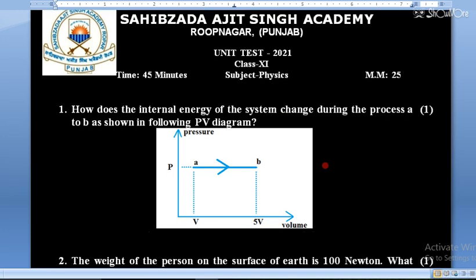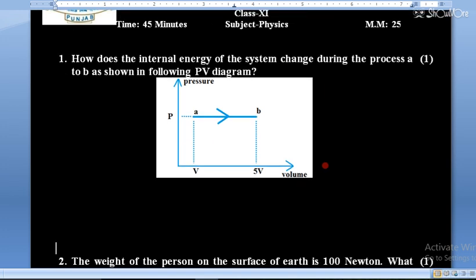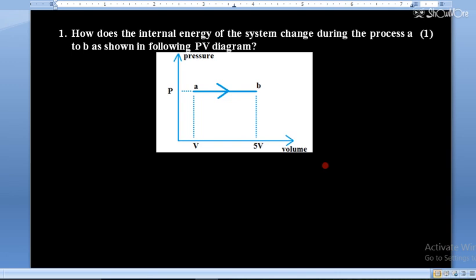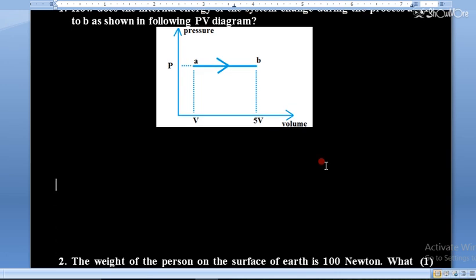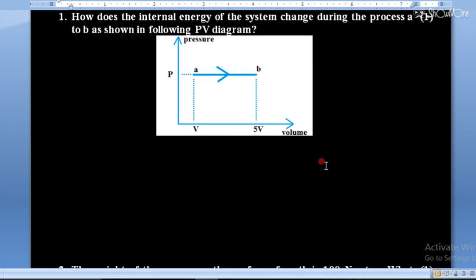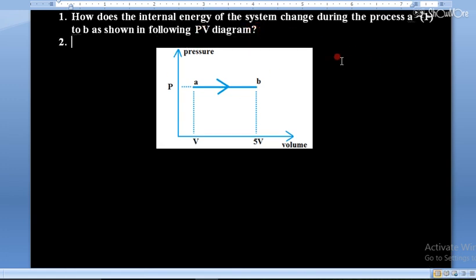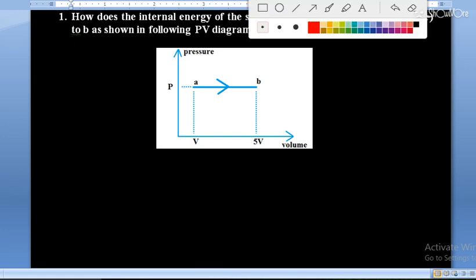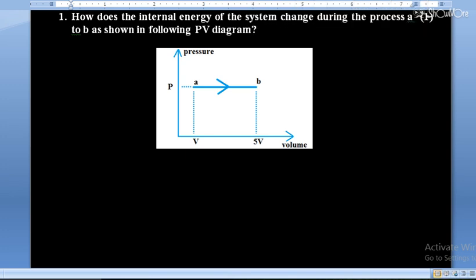So the first question that is asked in the examination: how does the internal energy of the system change during the process A to B as shown in the following figure, a PV diagram? This PV diagram is shown in the figure, and he is asking how the internal energy will change during this process.